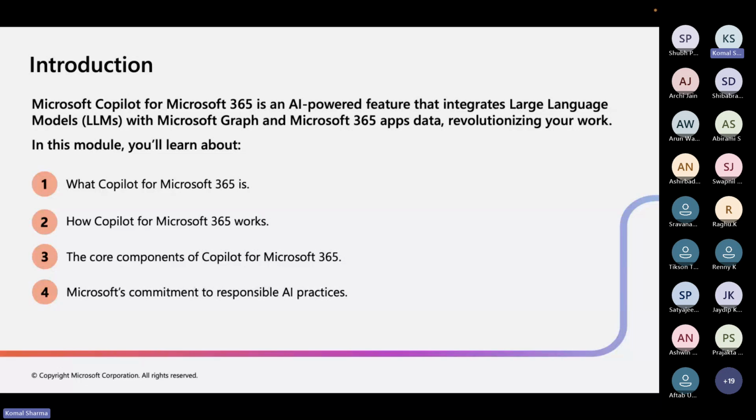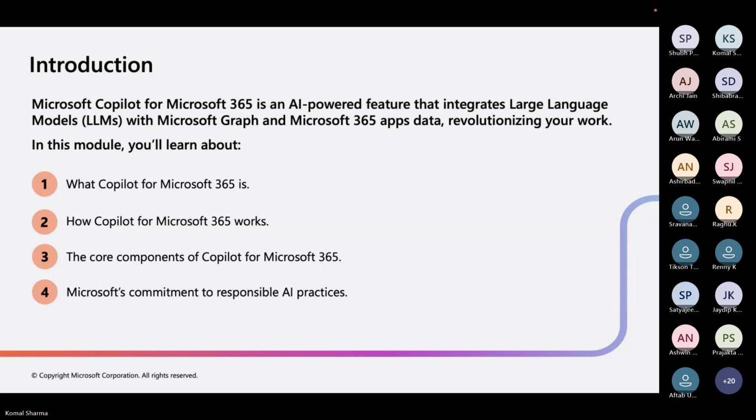So Copilot is your AI-powered assistant that is right there in your M365 environment. So you all are working in an organization, and your organization provides you an M365 license, right? You can start using Copilot as an add-on license.